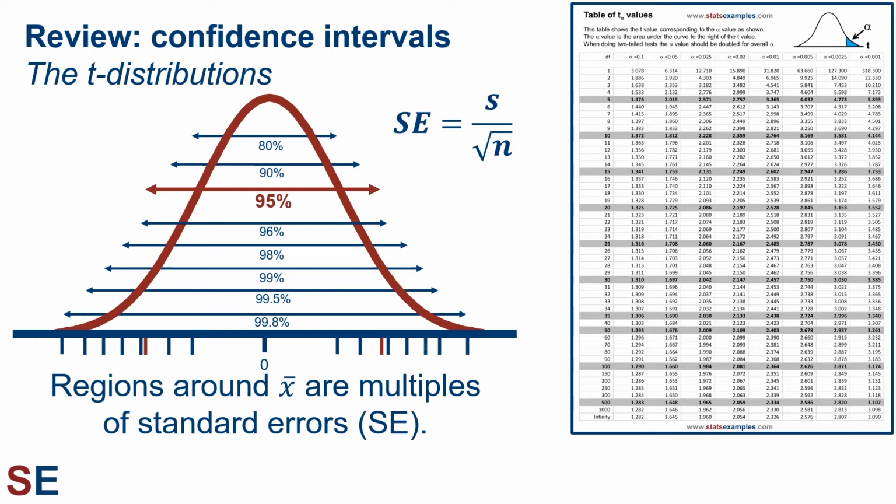Whichever value we identify in the table is the number of standard errors above and below the sample mean that we need to go so that the area in the middle of that t-distribution is what we want it to be. If this is a little confusing, let's look at a couple of examples that will hopefully make everything clear.